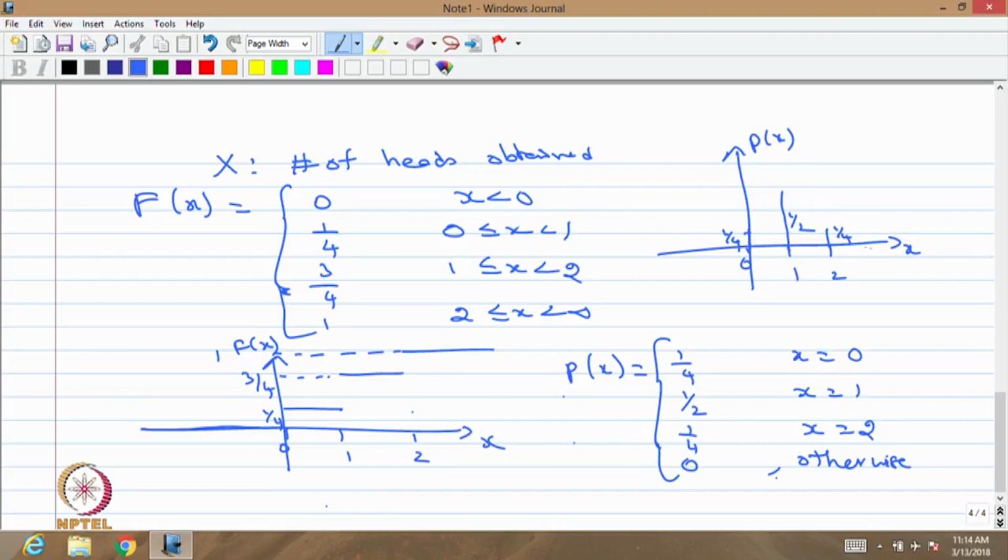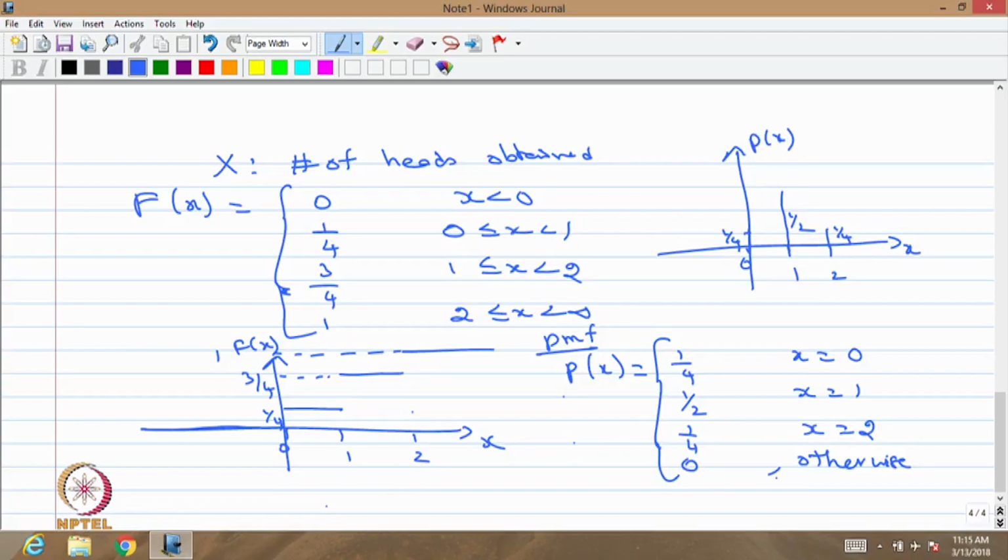And if you add all the jump values, 1 by 4 plus 1 by 2 plus 1 by 4, that is 1, that is the second property, and all the values are greater than or equal to 0. That means only at these 3 jump points it has jump values, and at all other places the values are 0. Therefore, this is the probability mass function of the discrete type random variable. Why is it called discrete? Because you see the CDF has only jumps, and the jump points are 0, 1 and 2, and the jump values are 1 by 4, 1 by 2 and 1 by 4.